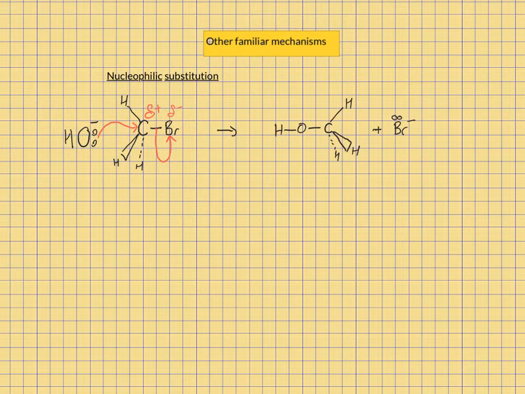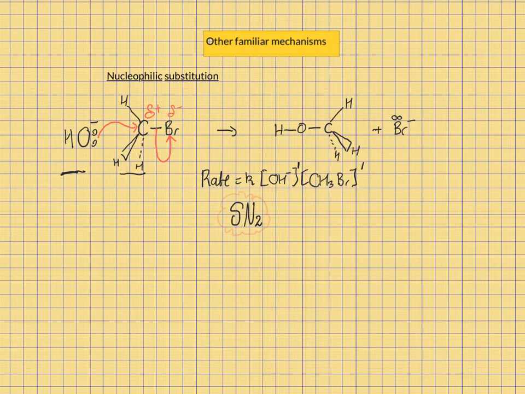This mechanism has been proposed because when we carry out rate experiments, it is found that the order of reaction is first order with respect to the concentration of hydroxide ions, and also first order with respect to the concentration of the bromomethane. Because both species are involved in the slowest step, or the rate determining step, it's first order with respect to hydroxide ions, because there is 1 hydroxide ion colliding with 1 molecule of bromomethane.